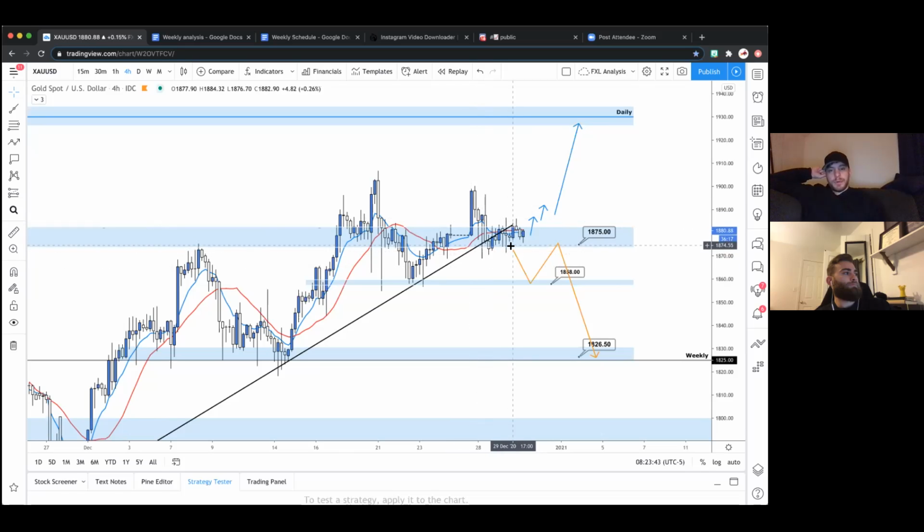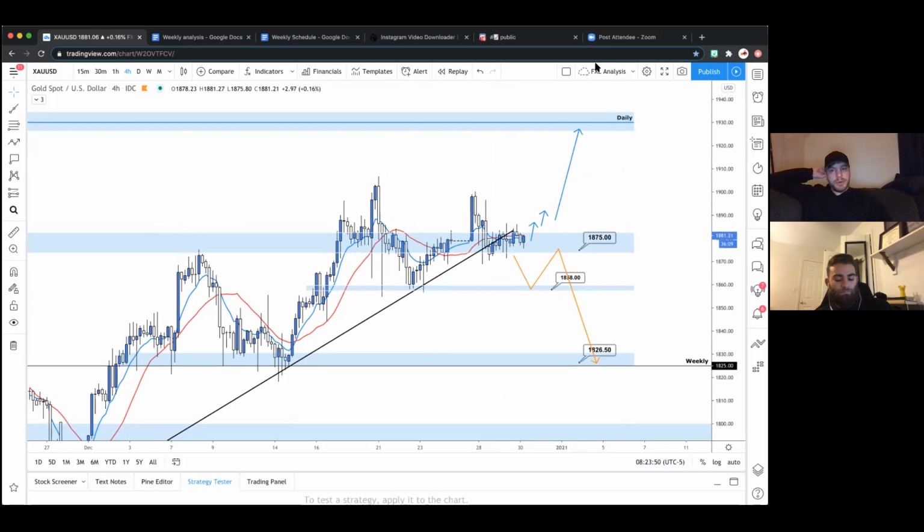Just gotta wait for this volume to kind of kick in. We have been going sideways for a little while now, just kind of dancing around this zone at 1875, but that's gold. So we'll see how it plays out.